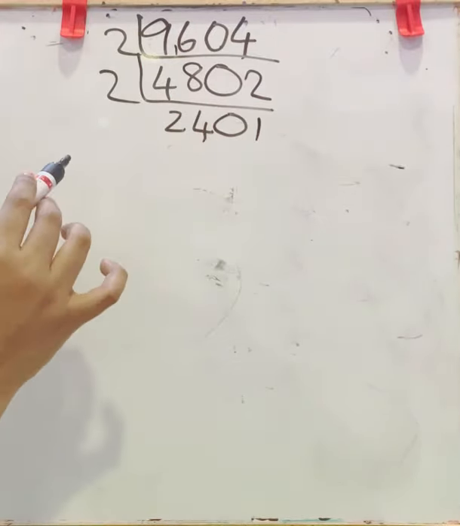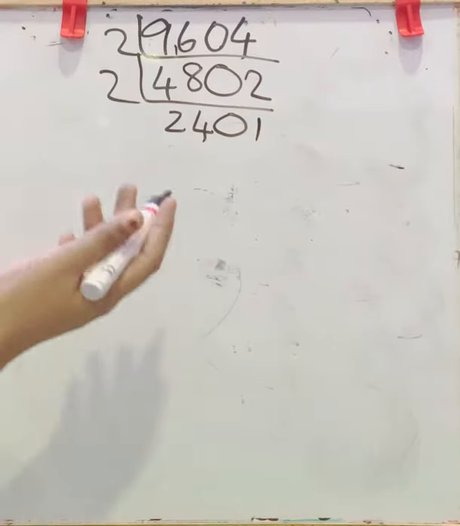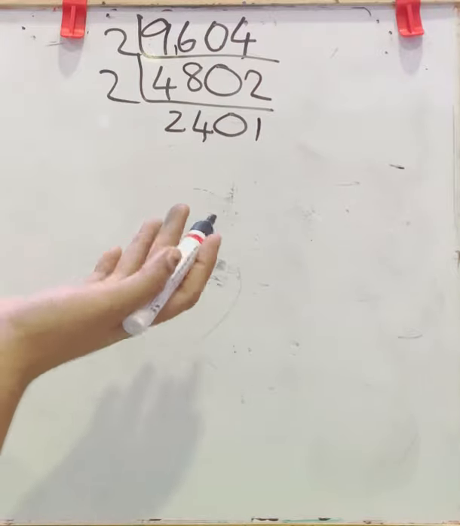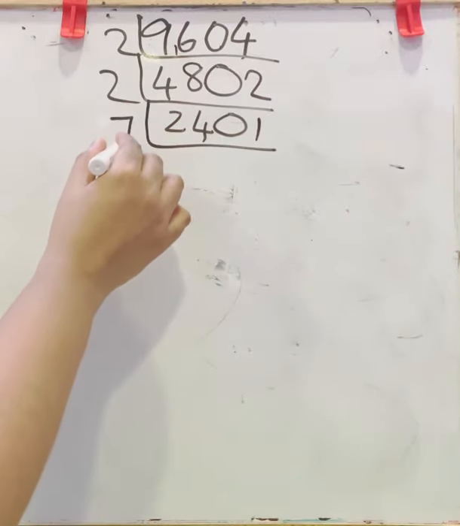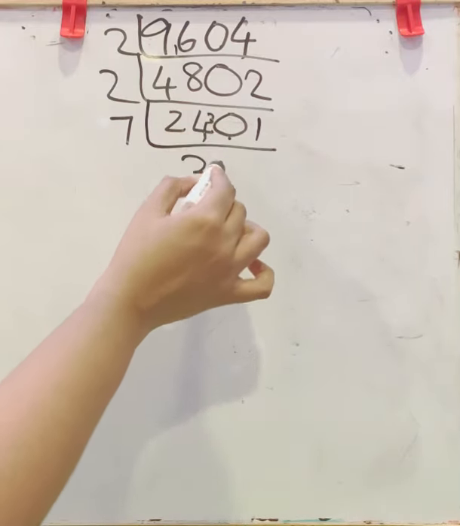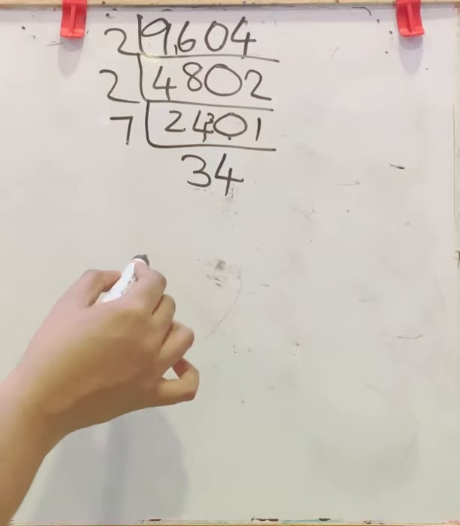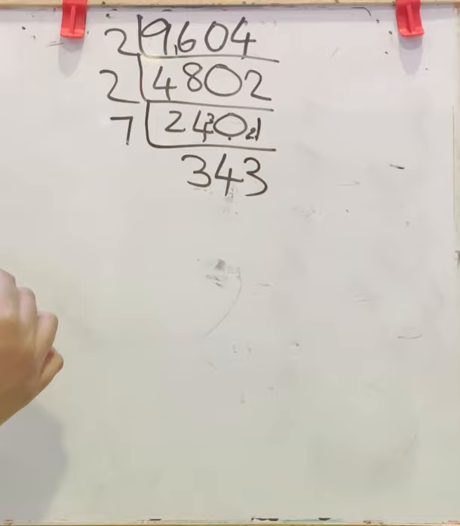Now stop with 2. Next number, check with 3. No, it is not divisible. Check with 5, it is not divisible. Check with 7. Yes, it is divisible by 7. So 7. Here 7 3s are 21, balance 3. In 30, 7 4s are 28, balance 2. This becomes 21. 7 3s are 21.